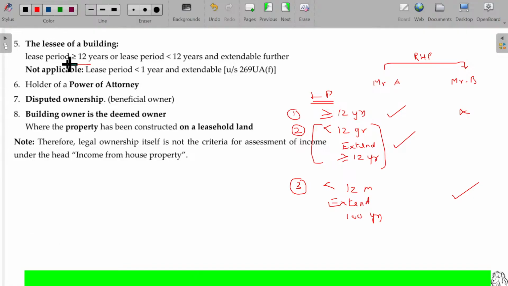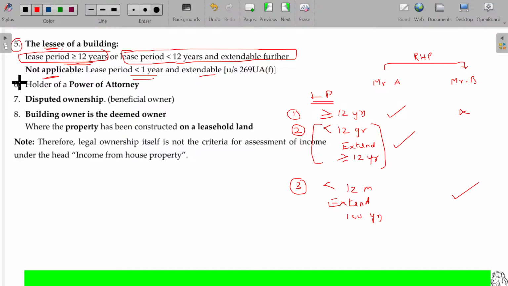If the lease period is more than or equal to 12 years, then who is the owner? Lessee is the owner. Or if the lease period is less than 12 years and extendable further, then lessee is the owner. Not applicable if the lease period is less than 1 year and extendable any number of times. If the original lease period is less than 12 months and extendable any number of years, then lessor is the owner. Lessor is the registered owner.